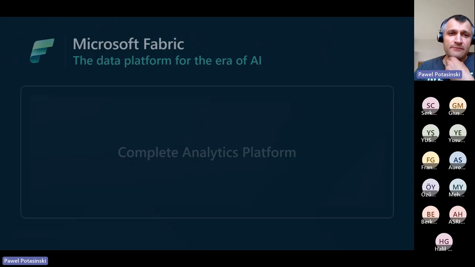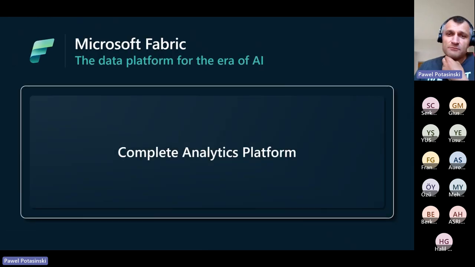So if you look at Fabric, we build this platform on four pillars. First, Fabric provides a complete analytics platform in a software as a service model, from data integration through data engineering up to the business user. And it makes it easy to use and allows all the users in the analytical projects to achieve results quickly.